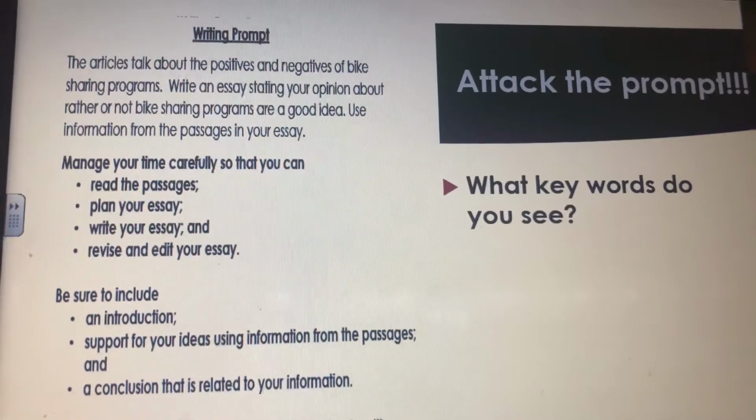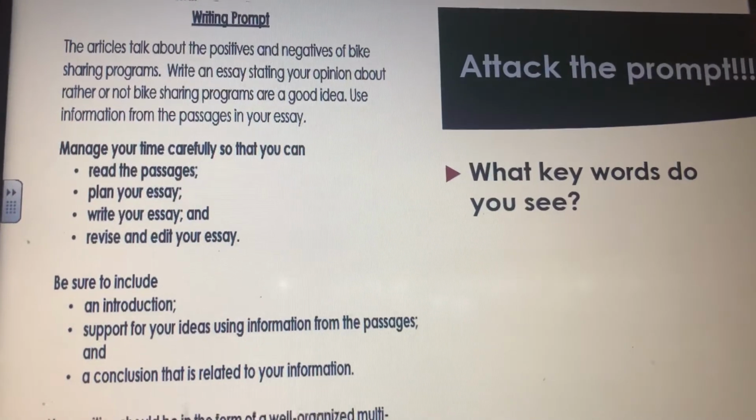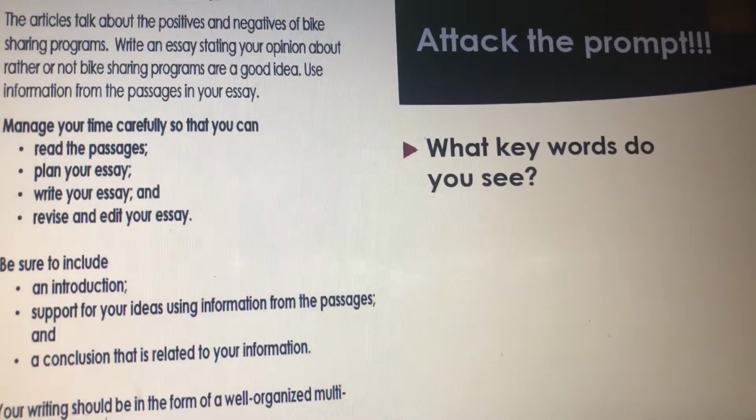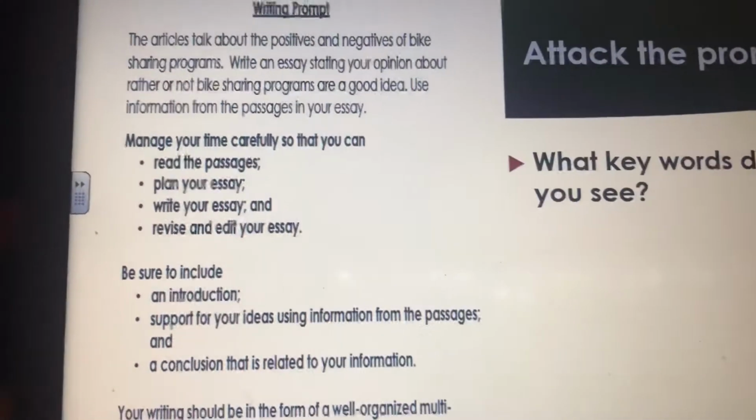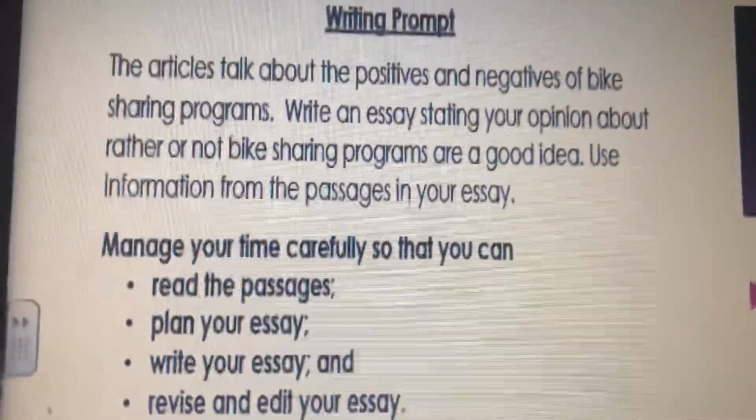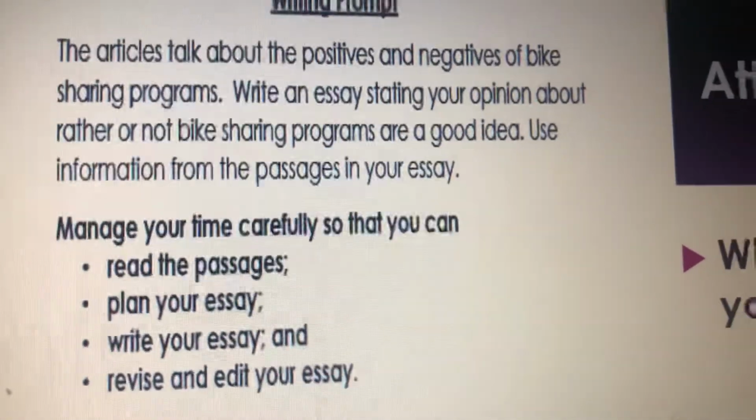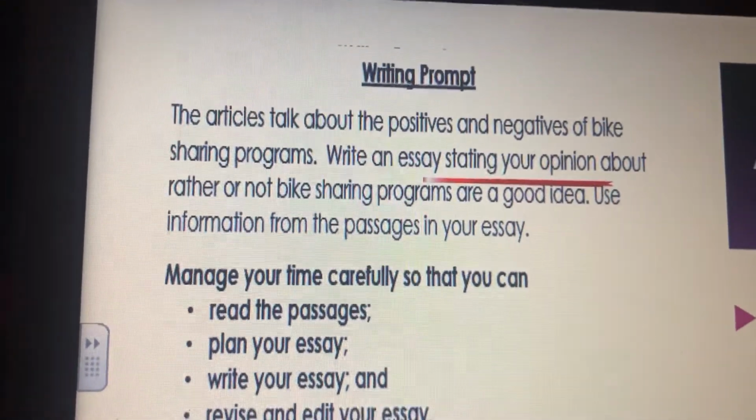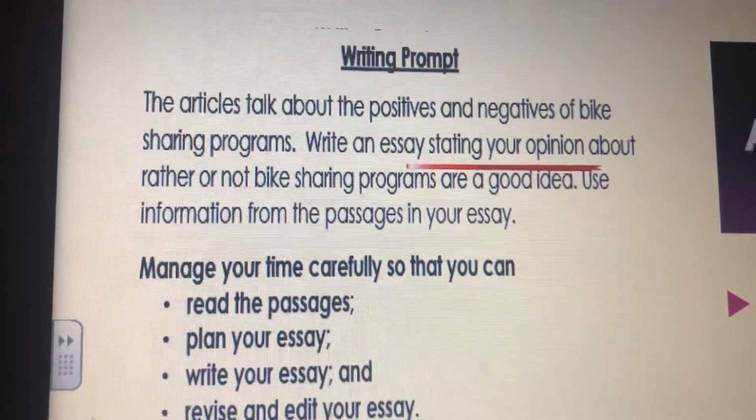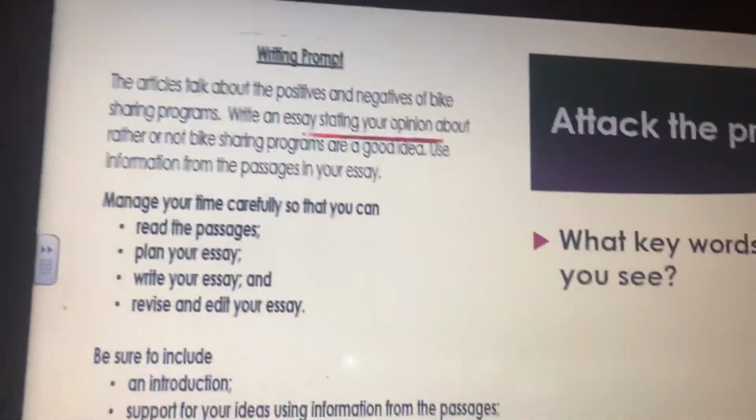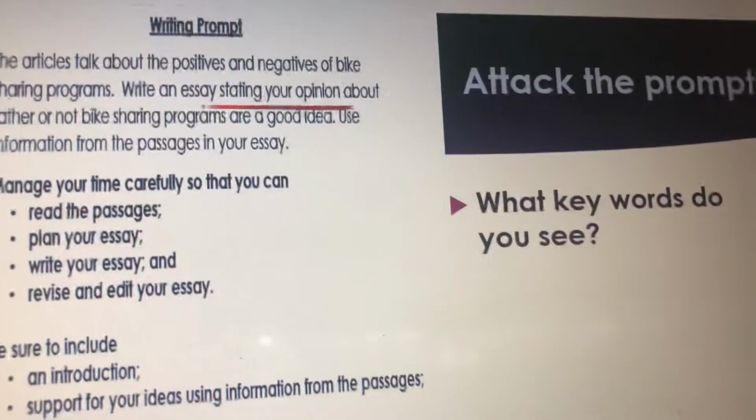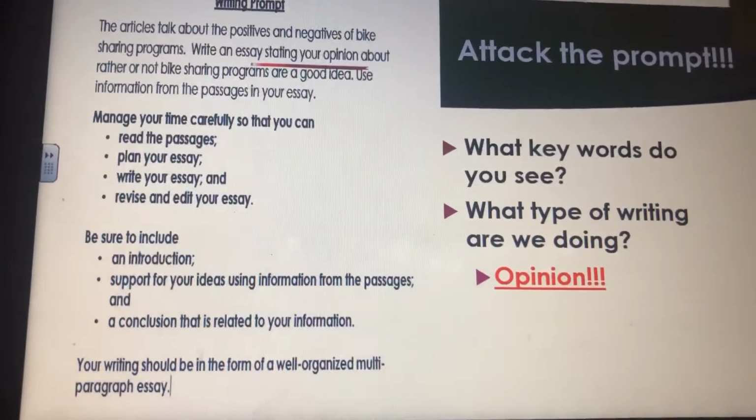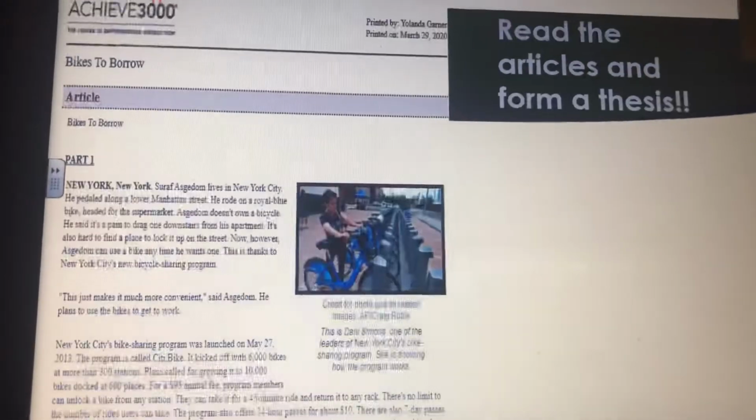The first thing, I know that there are two types of writing that I'm expected to do. It's either going to be informative or opinion. So the first thing I need to answer is, what keywords do I see? Looking in my writing prompt, I do see where it says to write an essay stating your opinion about whether or not bike sharing programs are a good idea. So since the prompt tells me to state my opinion, then the type of writing I'm doing is opinion writing. So this should be fun and easy.